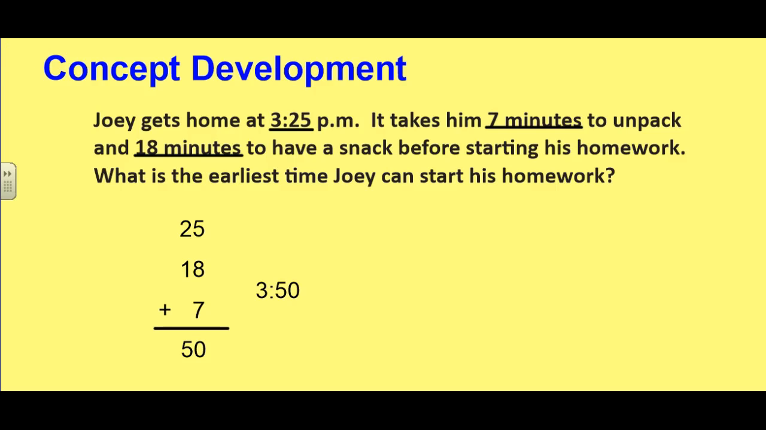Okay, so when you added 7 minutes and 18 minutes to 25 minutes, you were left with 50. So we just had to put that 50 minutes back with the 3 o'clock, and that told us that the earliest time he could have started his homework was right at 3:50.